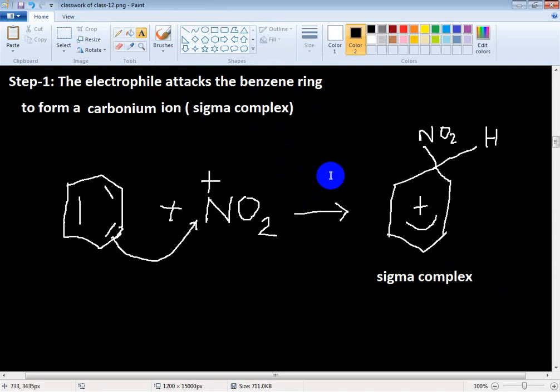Okay, this is the first step, the sigma complex is formed. Okay, now step two.